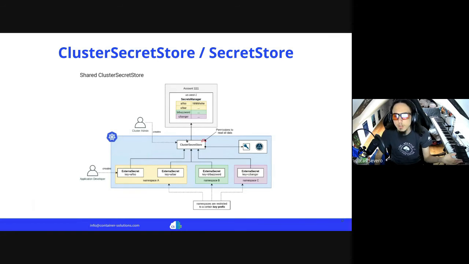So basically, if you want to have, for example, only one ClusterSecretStore on your cluster, all of your external secrets on your namespaces can just reference this ClusterSecretStore, and of course you can do that. Of course, you need to be a bit more careful with RBAC and all that.